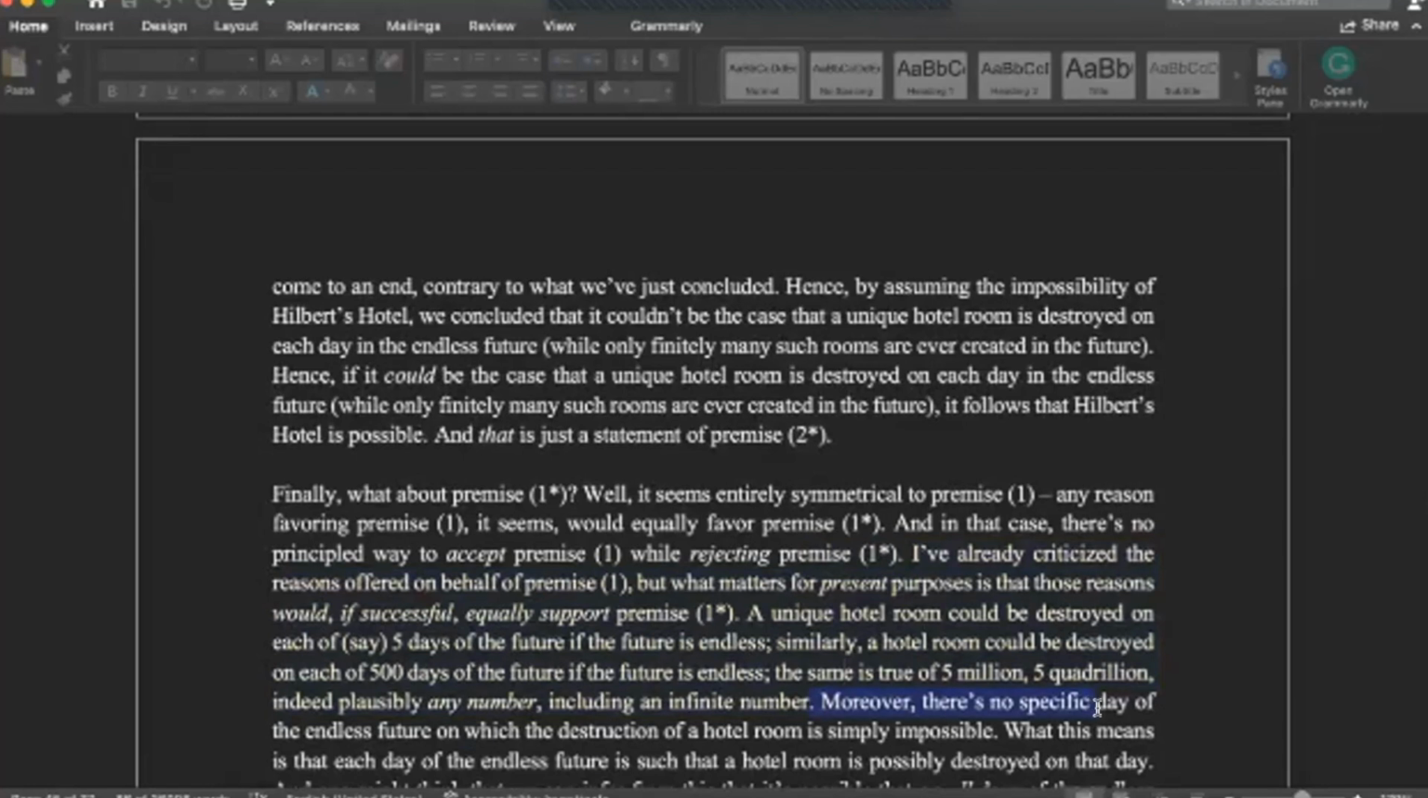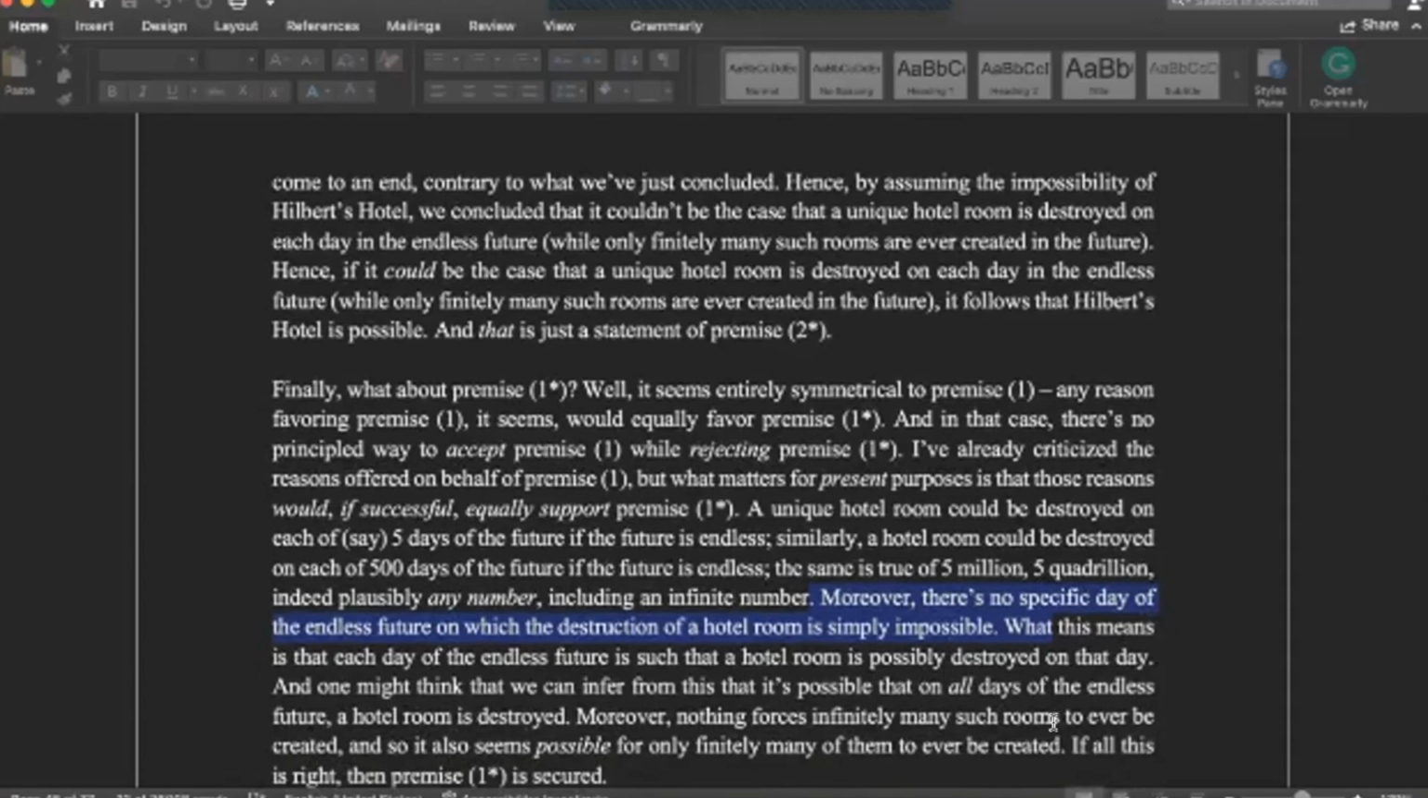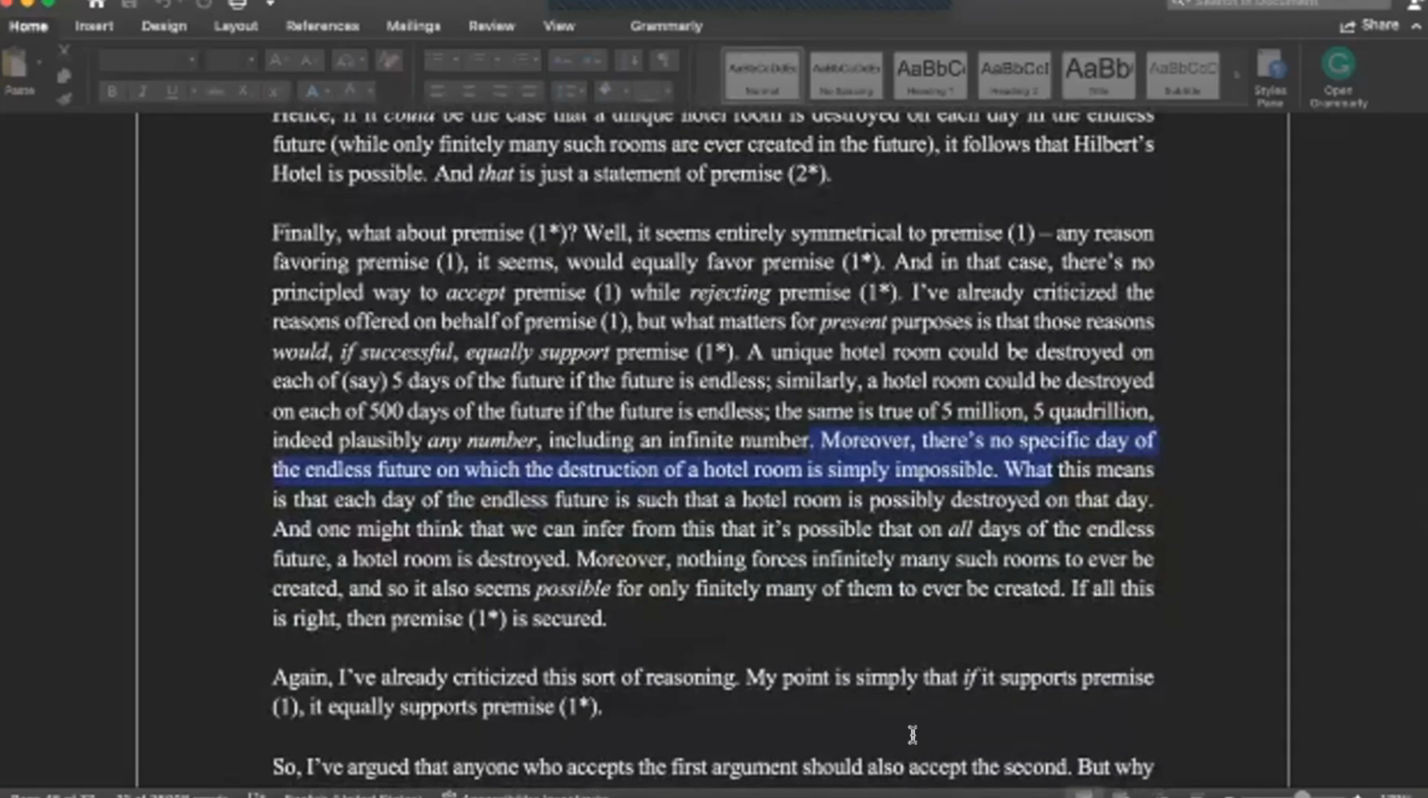Moreover, there's no specific day of the endless future on which the destruction of a hotel room is simply impossible. And what this means is that each day of the endless future is such that a hotel room is possibly destroyed on that day. And one might think that we can infer from this that it's possible that on all days of the endless future, a hotel room is destroyed. Moreover, nothing, of course, forces infinitely many such rooms to ever be created, and so it also seems possible for only finitely many of them to ever be created. And if all this is right, then premise 1 star is secured.